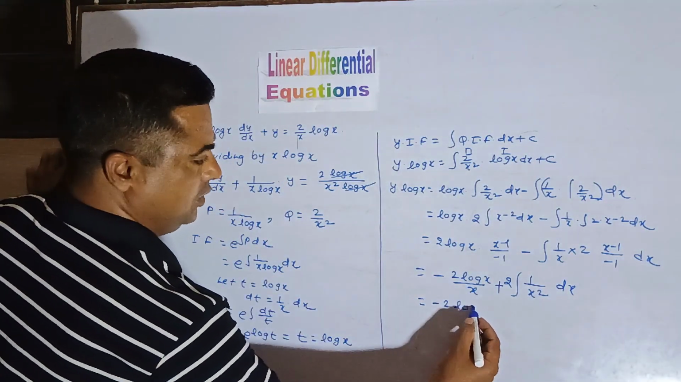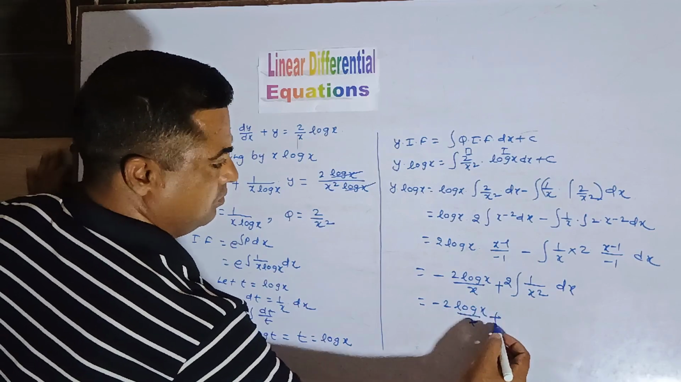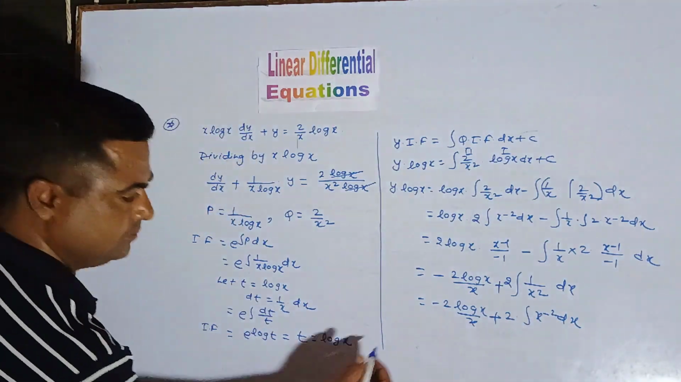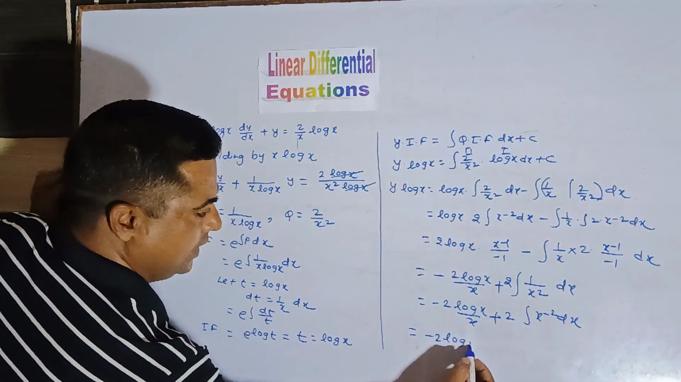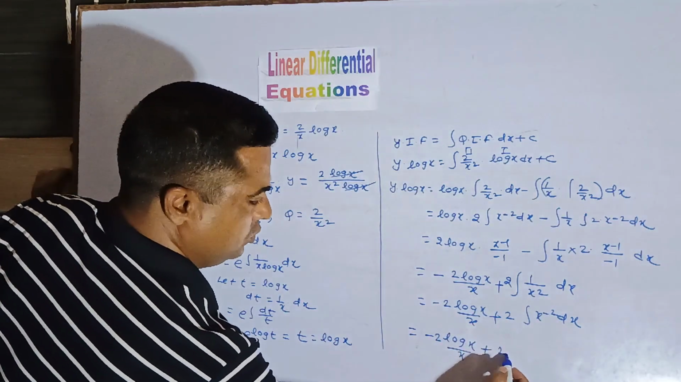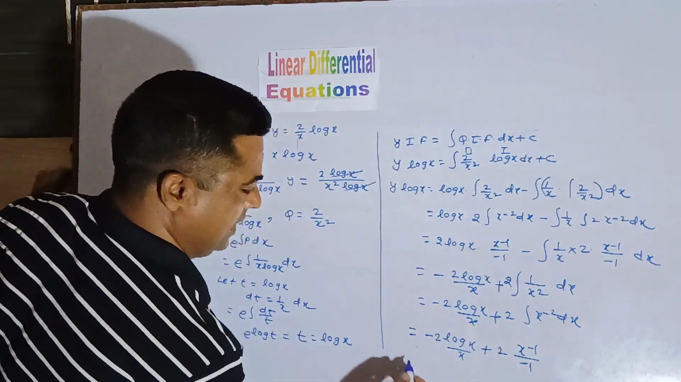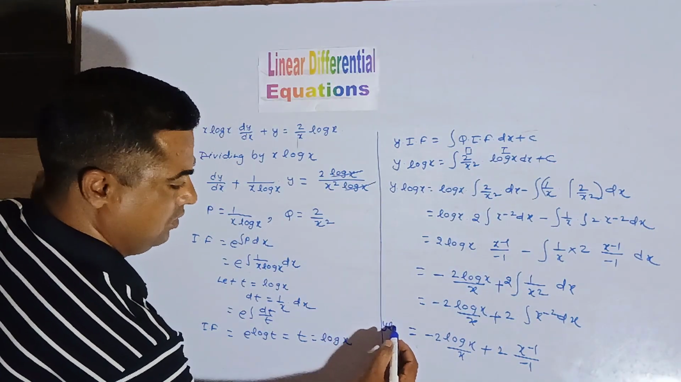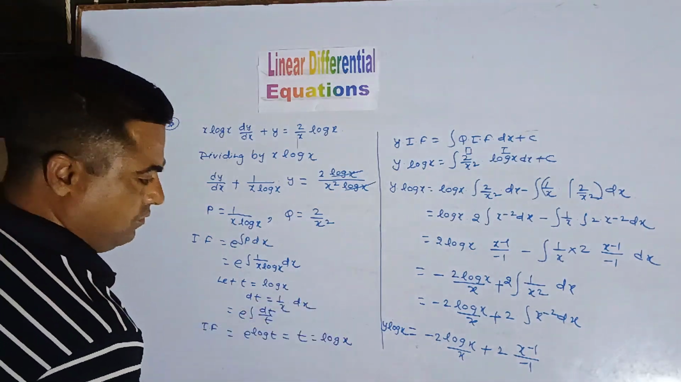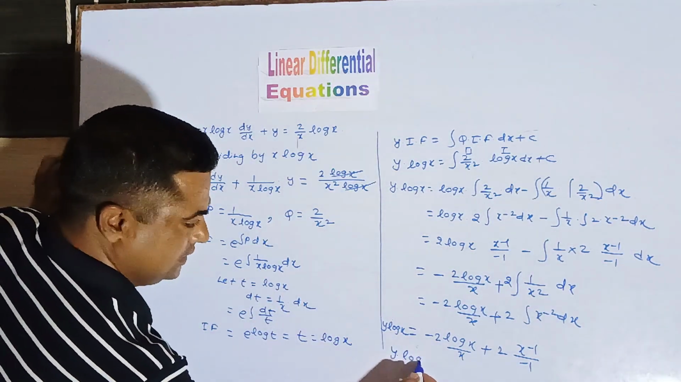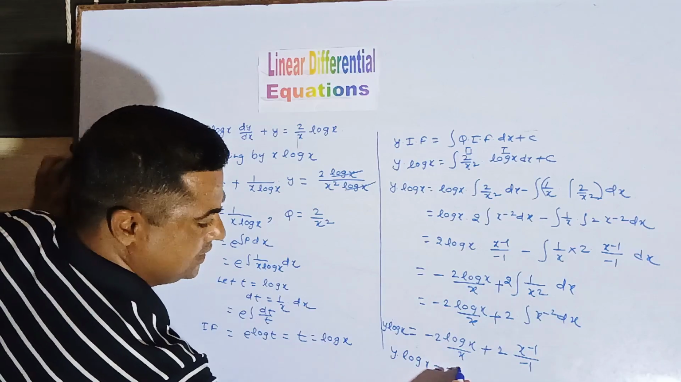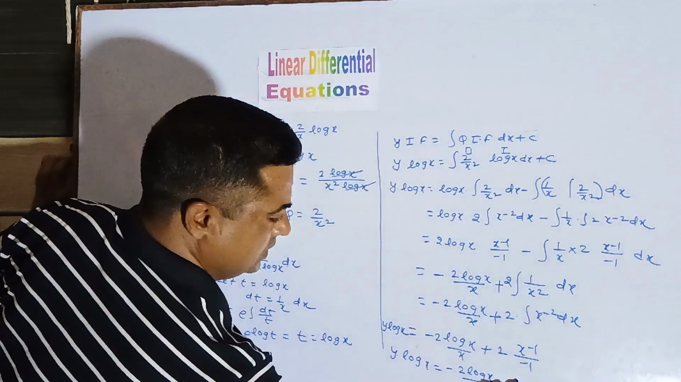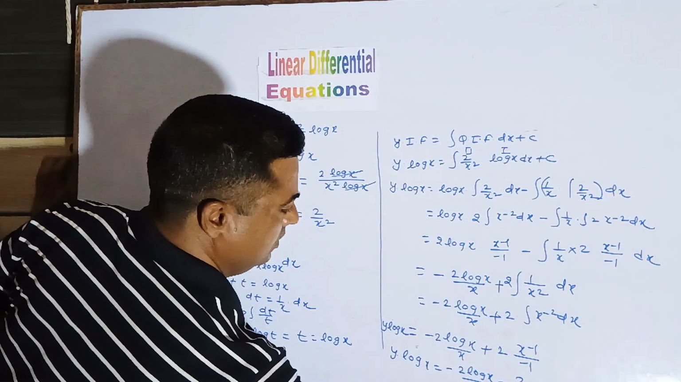2, so this will be minus 2 log x upon x plus 2 integral x to the power minus 2 into dx, so this will be minus 2 log x upon x plus 2 x to the power minus 1 upon minus 1. This is the value of y log x. Or we can write one more line, y into log x is equal to minus 2 log x over x minus 2 over x. So this will be your answer.